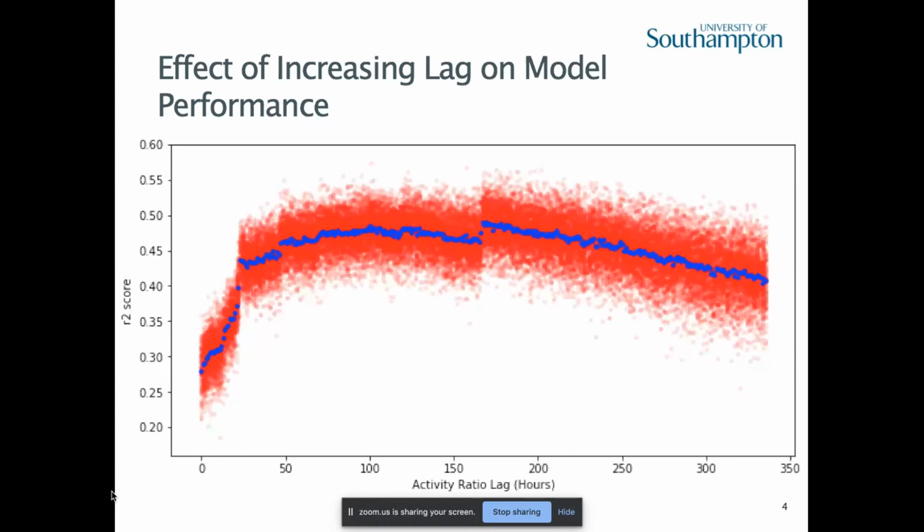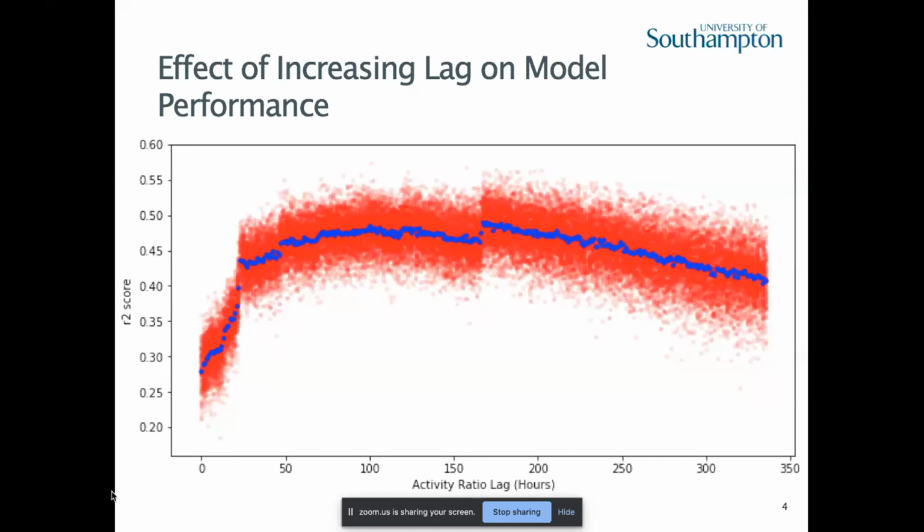So each red dot on this graph represents a linear regression model trained with a certain amount of activity lag, which is on the x-axis, and its corresponding R-squared score, which is on the y-axis. And for each amount of lag, I trained 100 models with different random states, and the blue dots represent the average performance of those 100 models.